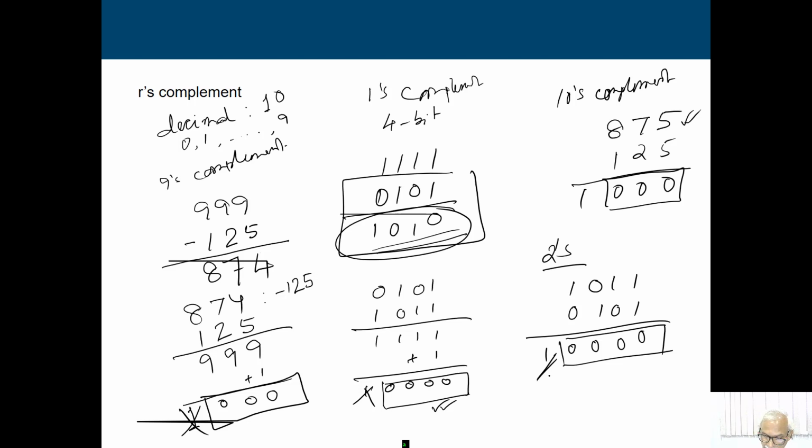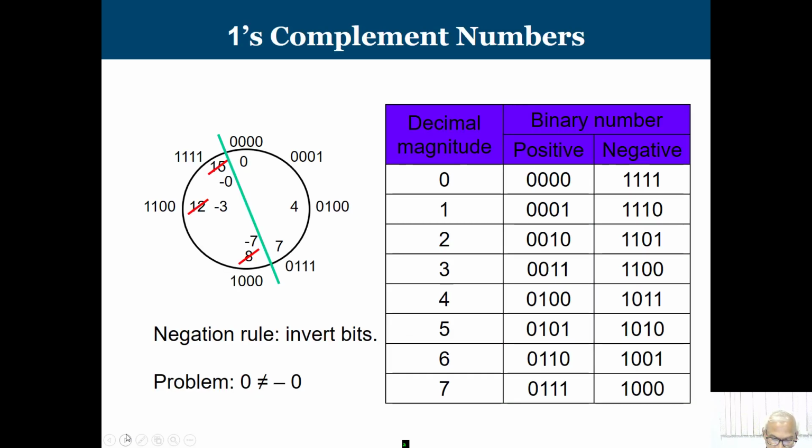And this is the concept, because if after adding two numbers we get the result 0, then we say that one is the negation of the other. This is a simple concept that we are using in our complements. So I have already explained about 1's complements, 10's complements, 9's complements, 2's complements. So this is the circle we are using.